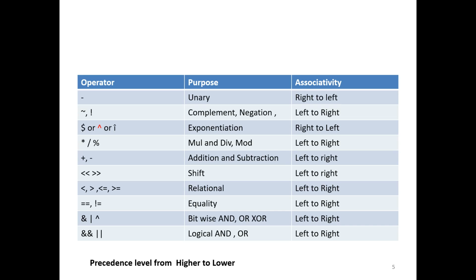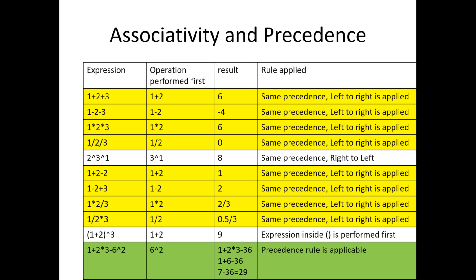Then the next lower precedence operations are addition and subtraction. Then we have shift, logical and relational operators, equality, bitwise and, or, XOR, logical and, or. These are as usual, like multiplication or division, left to right. We'll see with some examples.